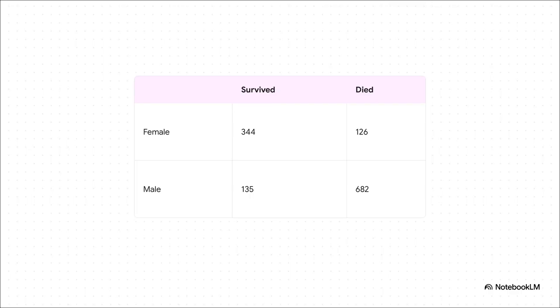And this table right here, this is our single source of truth. Every single number we're about to look at comes directly from this simple cross-tabulation. It shows the raw counts of men and women who survived or died. Keep your eyes on this table because it holds the key to this whole puzzle.